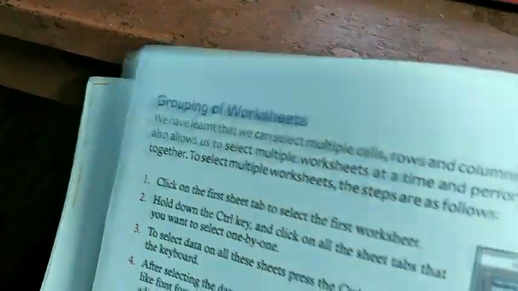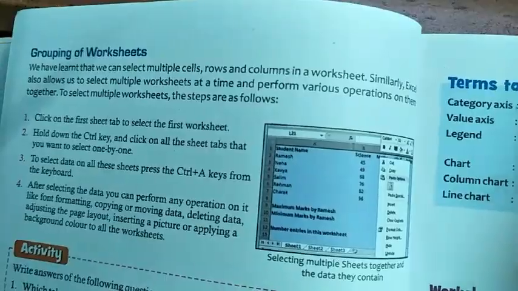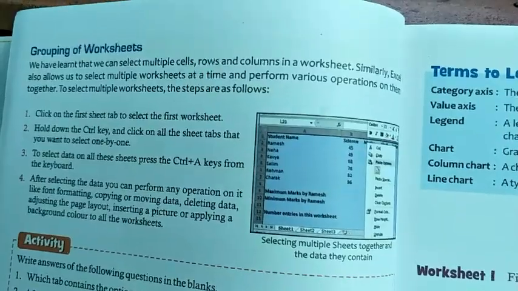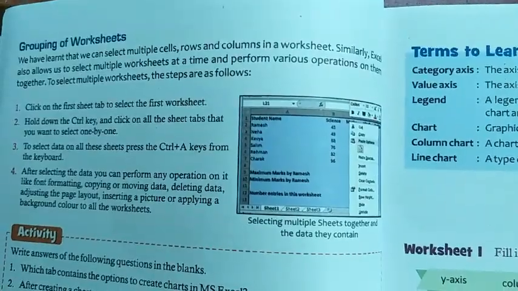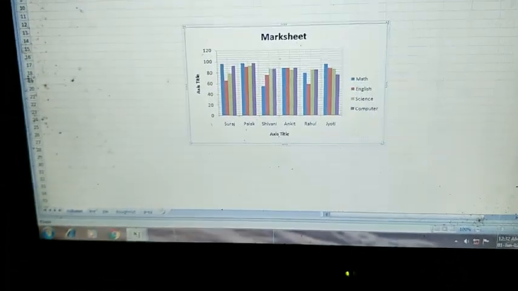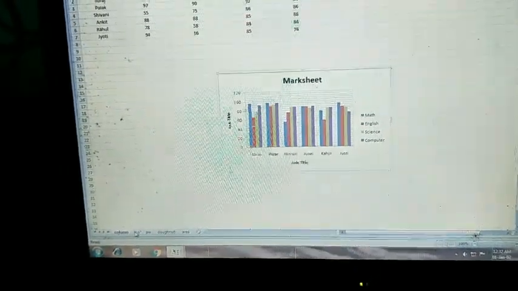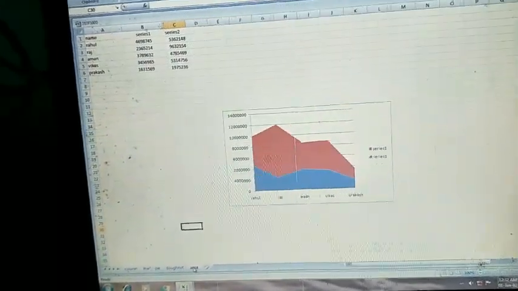Next topic is grouping of worksheets. How will you group a worksheet? The main purpose of this is that you can apply the same command to all worksheets. If you want to do the same type of commands on all the worksheets, you have to group them. How will you group them? First, you can see I have worksheets in this MS Excel file: column worksheet, line worksheet, pie worksheet, donut worksheet and area.